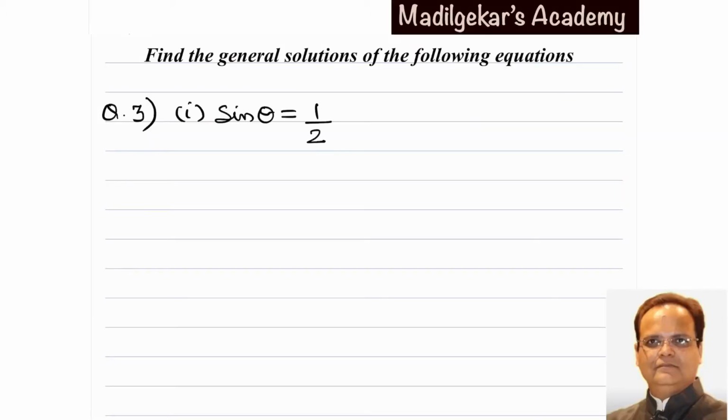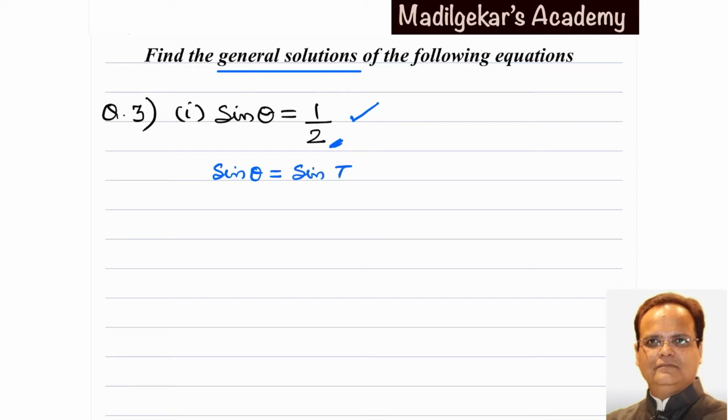Question number 3. Find the general solutions of the following trigonometric equations. In the first, the trigonometric equation is sine theta equals 1 by 2. We have to find the general solution of this equation. In the first step, you write the angle. It should be the smallest non-negative angle for which sine is 1 by 2.